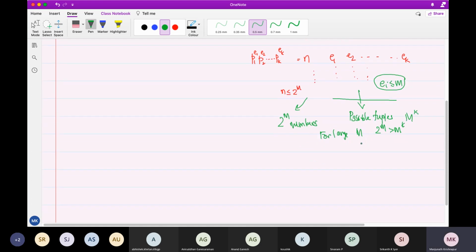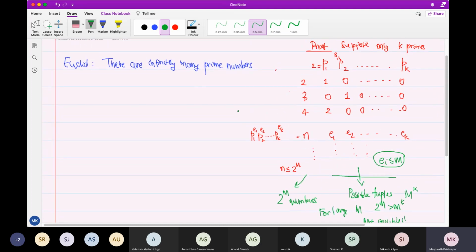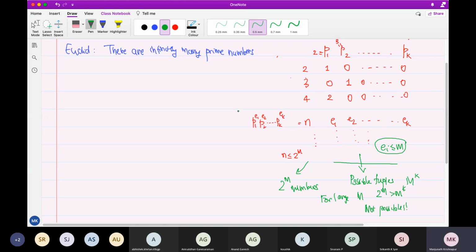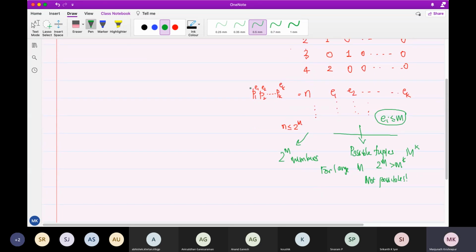So not possible. Okay. So this is, in the sense, information: if you had only finitely many primes, you don't have enough information to represent all the integers. That's a kind of proof.